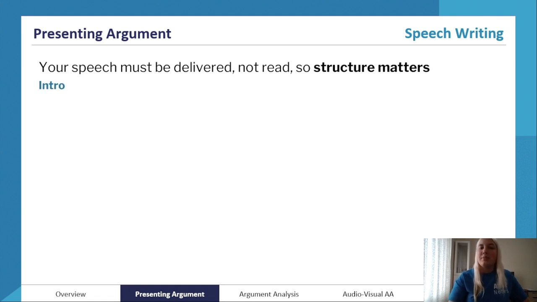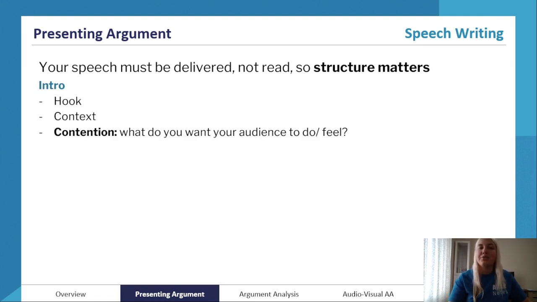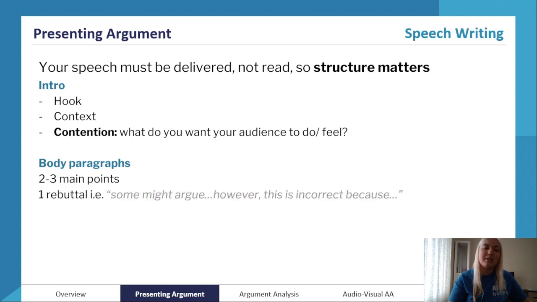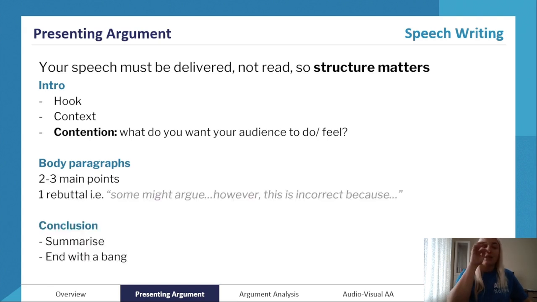Your speech also has to be delivered, not read, so structure really, really matters. And this is sort of the layout of the overall structure and what it should look like. There should be a little bit of an introduction first about your issue, and be sure to start that with a hook. So start that with some kind of persuasive language technique from the get go to hook your audience in and make them interested from the get go.